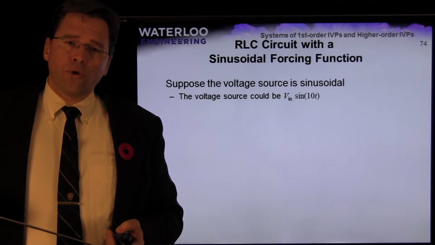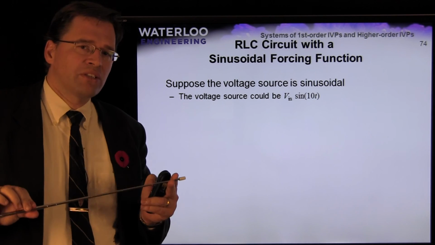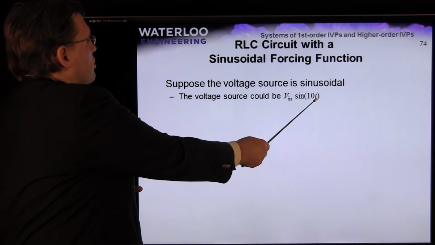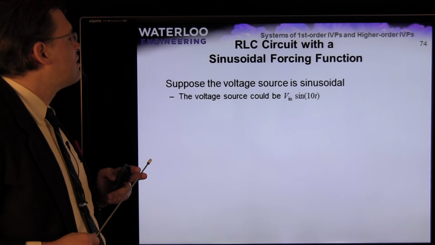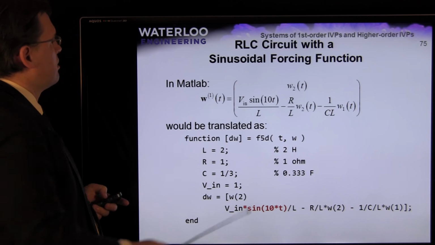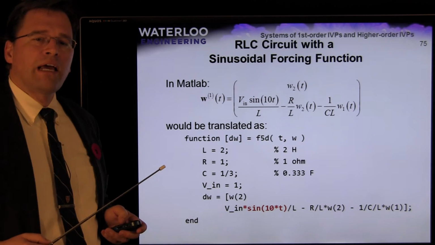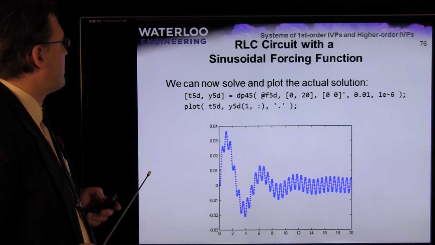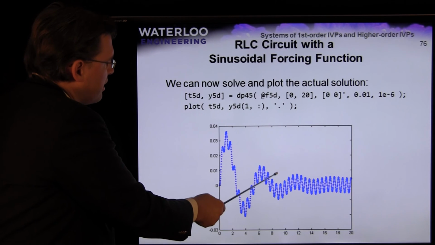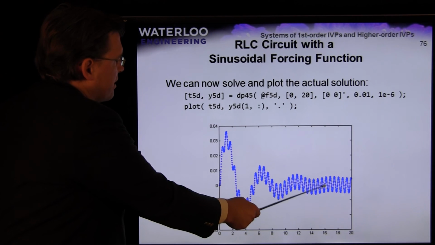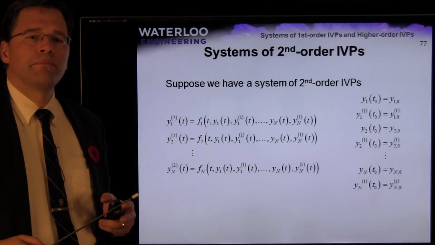Let's try a sinusoidal output. Let's say the forcing function is sinusoidal. So we have an input voltage of 10 volts times sine of 10t. Well, sine of 10t, we can just implement it in Matlab as follows. And now we can call ode45, plot it from 0 to 20, and as you expect, we get an output function that is also sinusoidal.